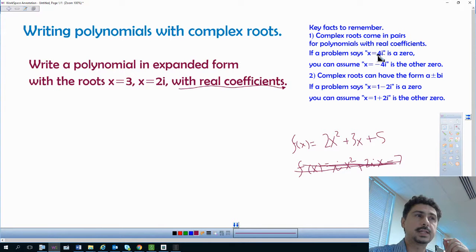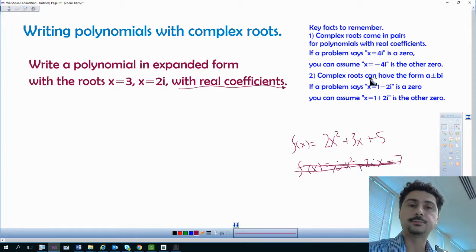So if a problem says x equals 4i is a 0, you can assume x equals negative 4i is the other 0. All right? And then it even gets more complicated, but not too hard to follow. They'll sometimes say something at the highest levels. Complex roots can have the form a plus or minus bi. If a problem says x equals 1 minus 2i is a 0, you can assume x equals 1 plus 2i is the other 0. Now, I'm not going to go through this particular case today because I feel that if you can handle this one, you've really moved up the chart and you're really proficient. You really have an understanding.